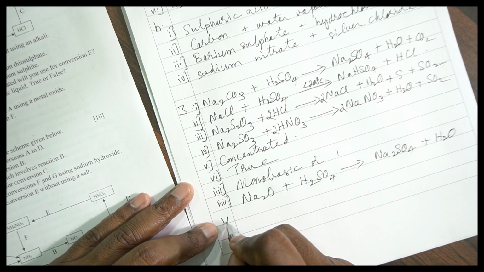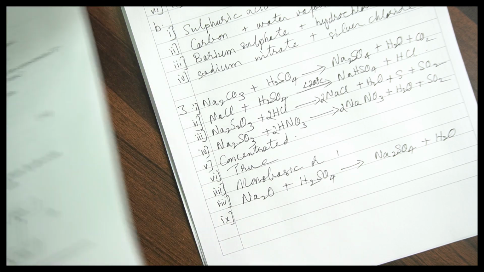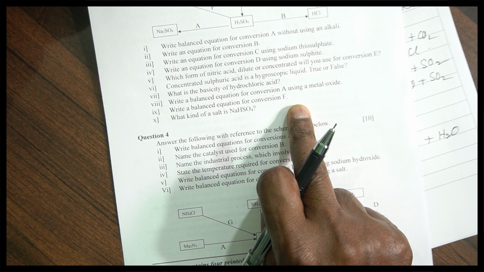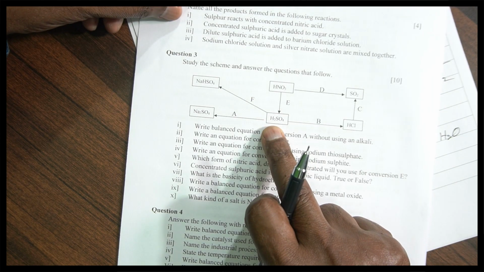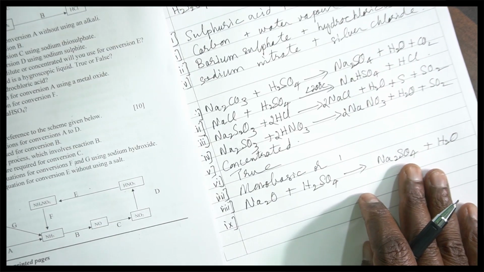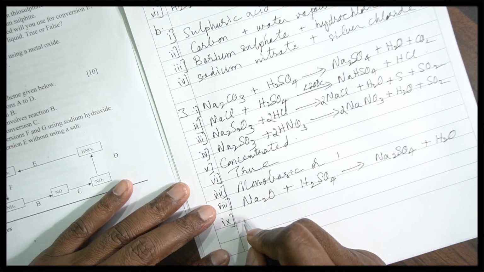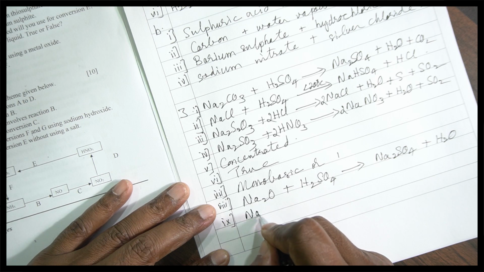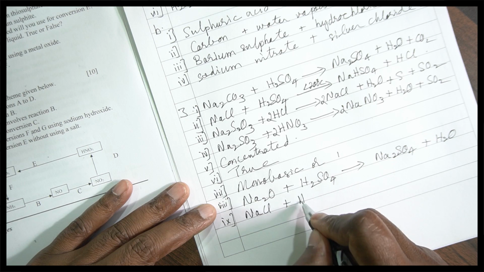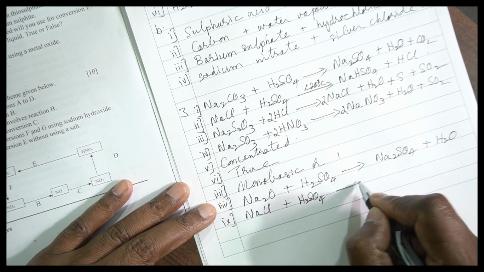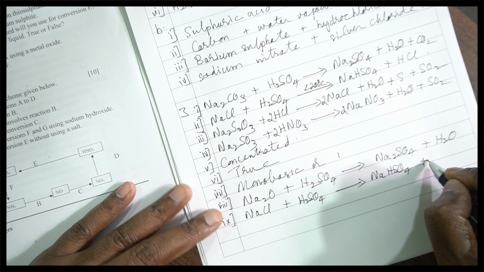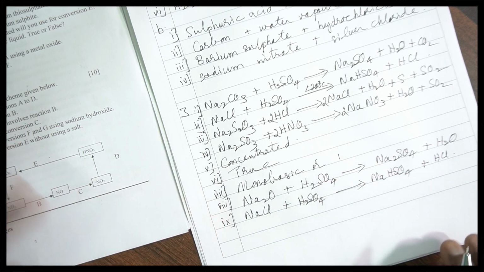Okay. And number 9. Now what is number 9? The ninth part of the question is write a balanced chemical equation for conversion F. What is F? H2SO4 to NaHSO4. So here you can write any equation. You may take NaCl. The previous equation can be rewritten again. NaCl plus H2SO4 will give NaHSO4 plus HCl. You can write that.